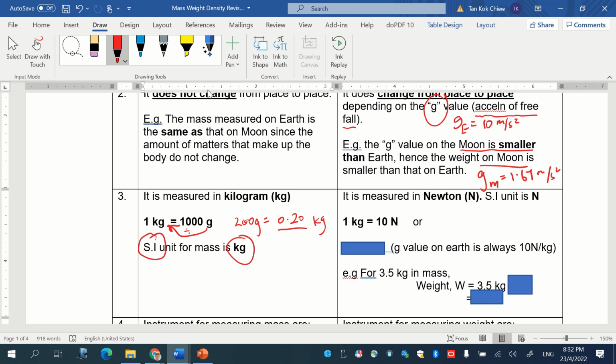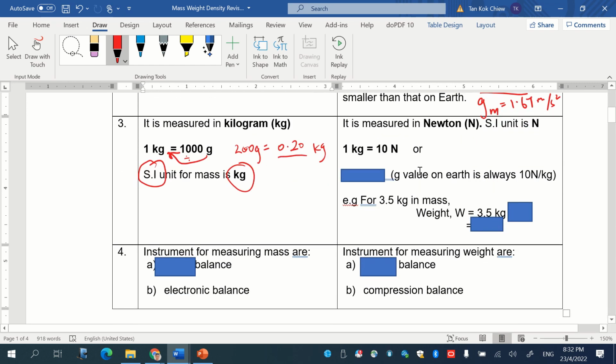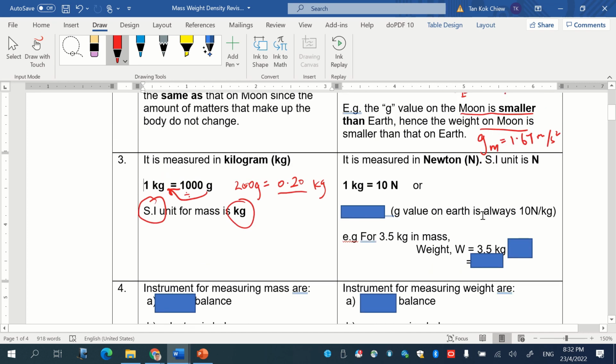The second part, the difference in units of measurement, of course, for weight is that it is measured in Newton. The SI unit is N, capital N. Sometimes, some of you remember it this way: 1 kg equals 10 Newton. Actually, it comes from the big formula W = mg, which you already know from a long time ago.